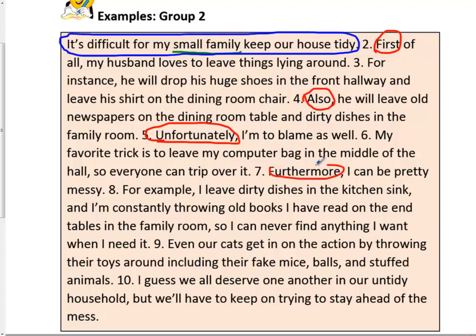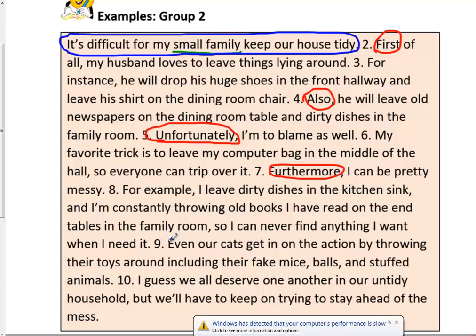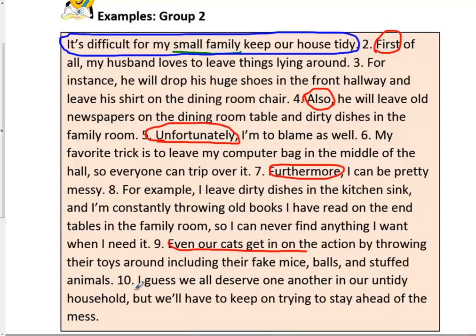Furthermore, as you see, some of these sentences have signal words and others don't. Where's another major? Even our cats get in on the action by throwing their toys around. I guess we deserve one another in our untidy house. That's another supporting detail. Well, we've picked out some of the major supporting details. Let us see if we have any minor supporting details in here.